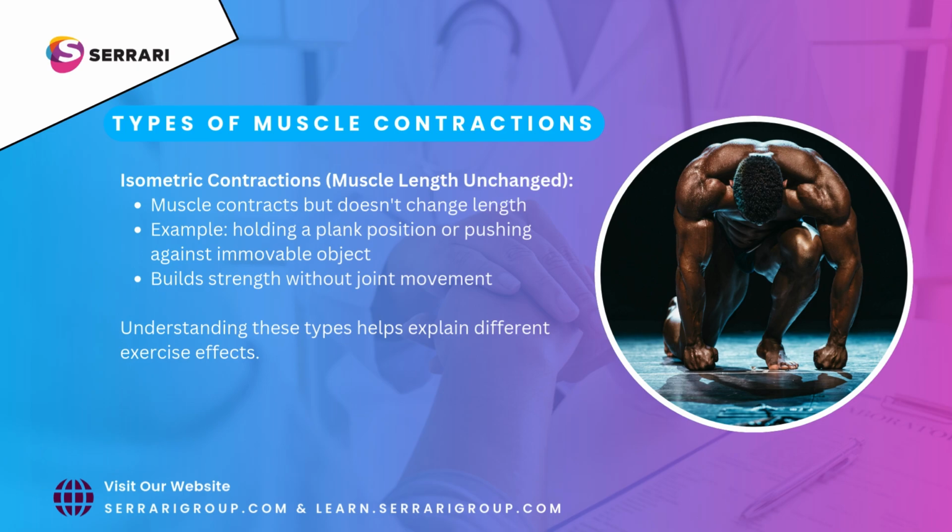Muscle contracts but doesn't change length. Example, holding a plank position or pushing against a movable object. Builds strength without joint movement. Understanding these types helps explain different exercise effects.